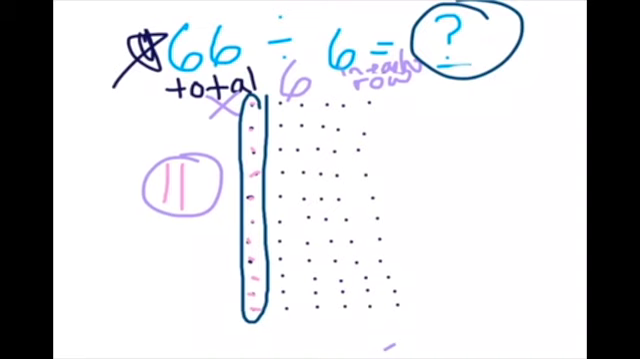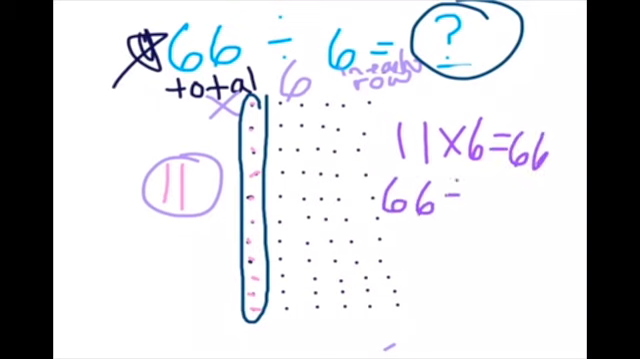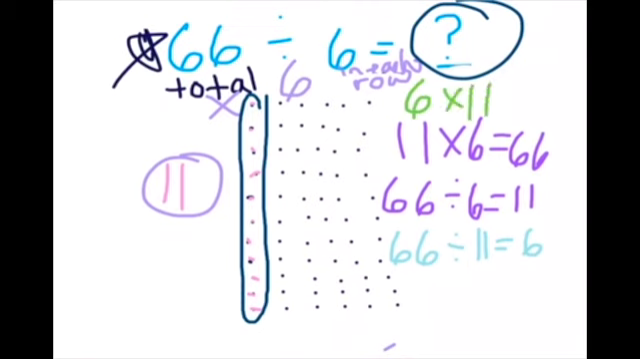11. Oh, so that means 11 times 6 is 66. And so that means 66 divided by 6 is 11. What's another way that we could write that? Our division sentence could also be written as 66 divided by 11 equals 6. And our multiplication sentence could also be written as 6 times 11 equals 66.